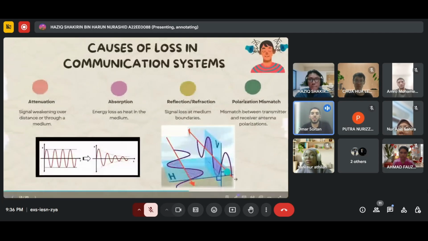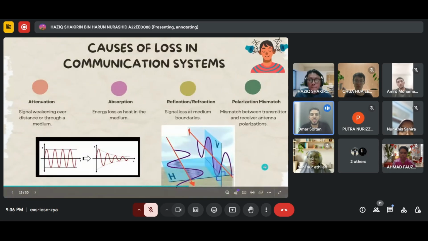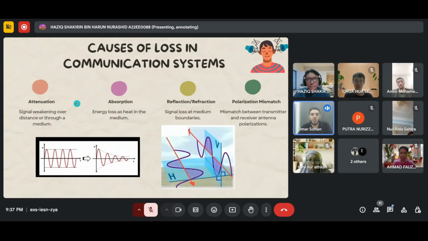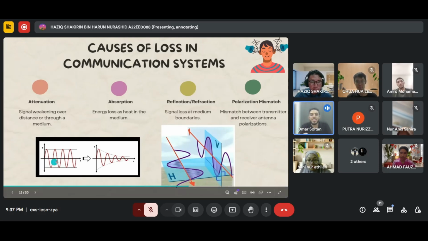Now let's talk about loss. Loss is when a signal gets weaker as it travels. And here is why that happens. First is attenuation. This is a gradual weakening of a signal as it travels through a medium, like a cable or the air. The further the signal has to go, the weaker it gets. It's like shouting across a field. Your voice gets quieter the further away you are.